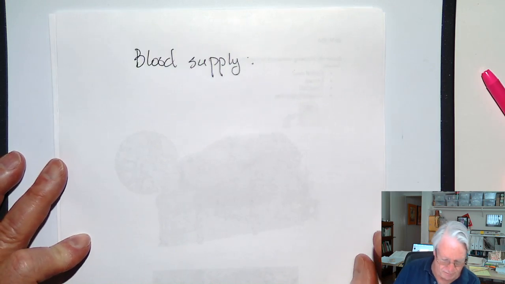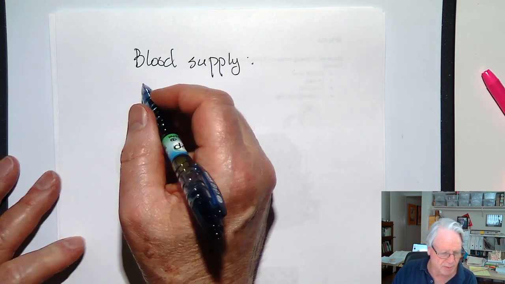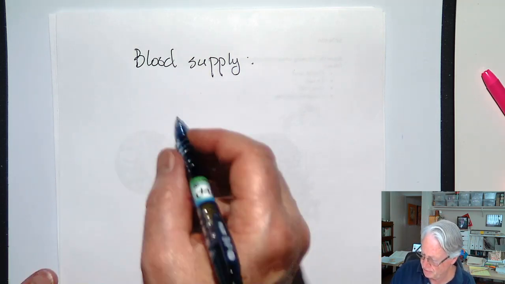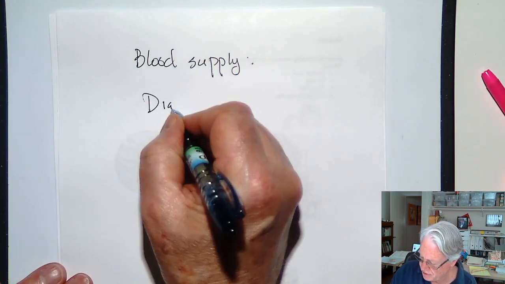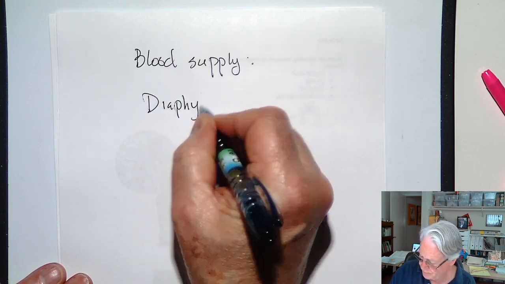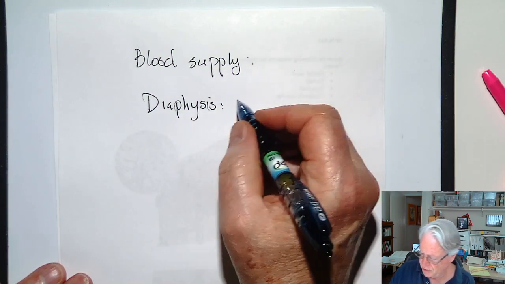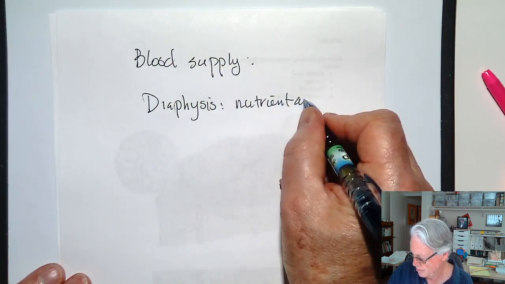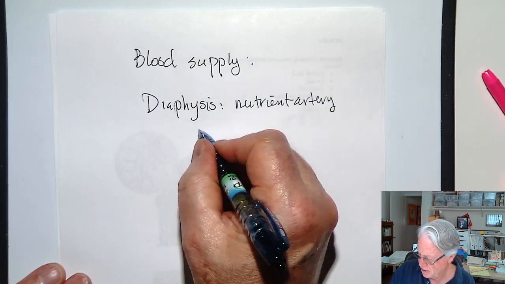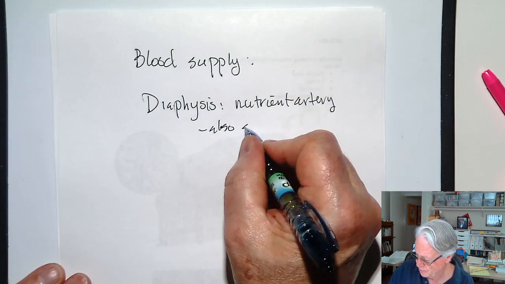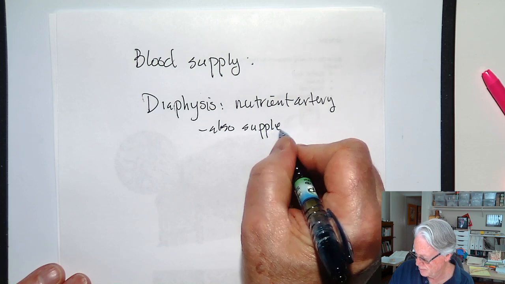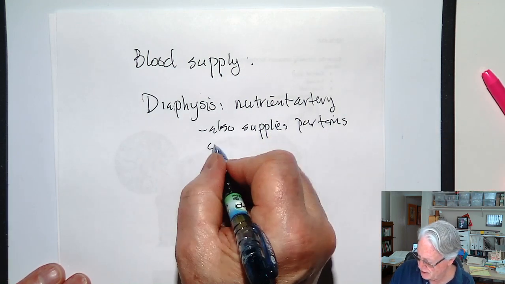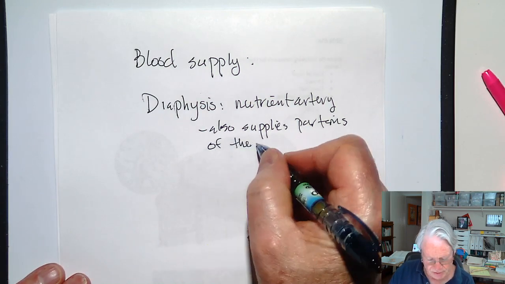So, blood supply. Let's start with the diaphysis. The diaphysis is going to be the nutrient artery. It also supplies portions of the metaphysis.